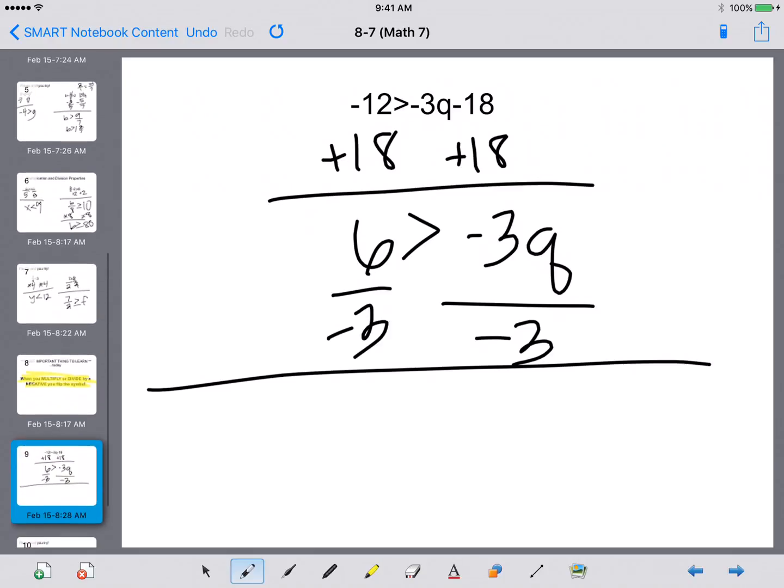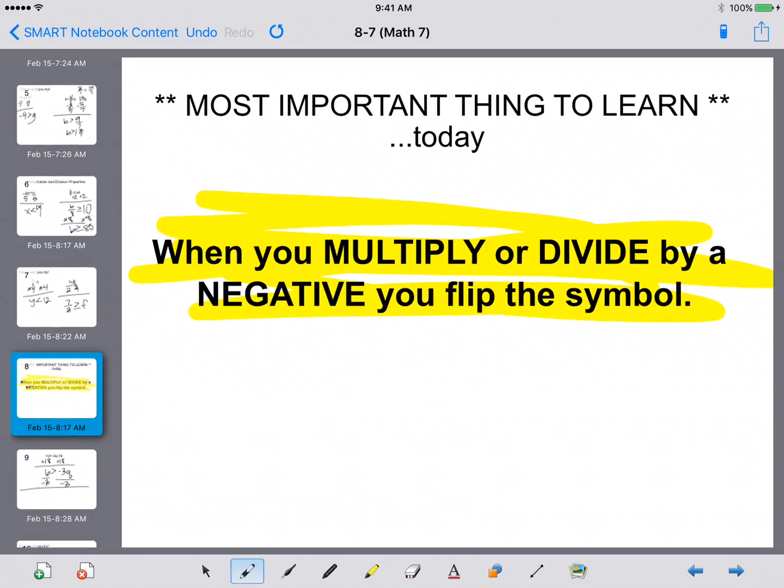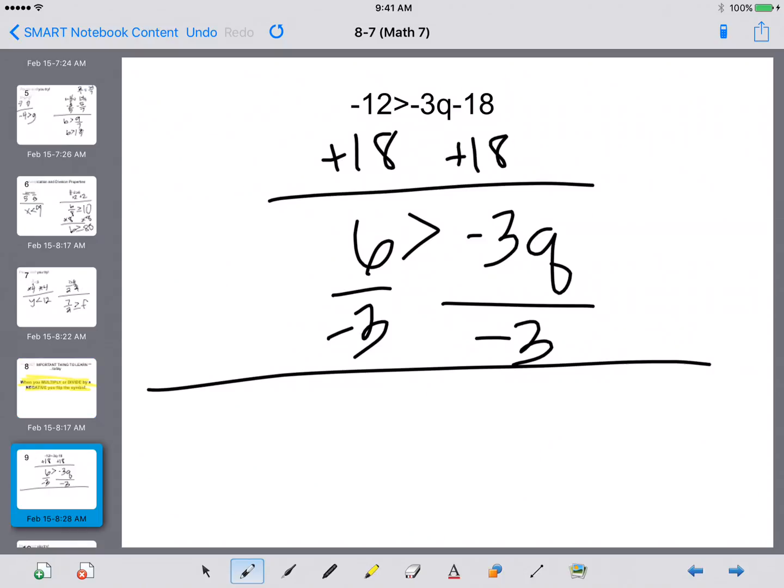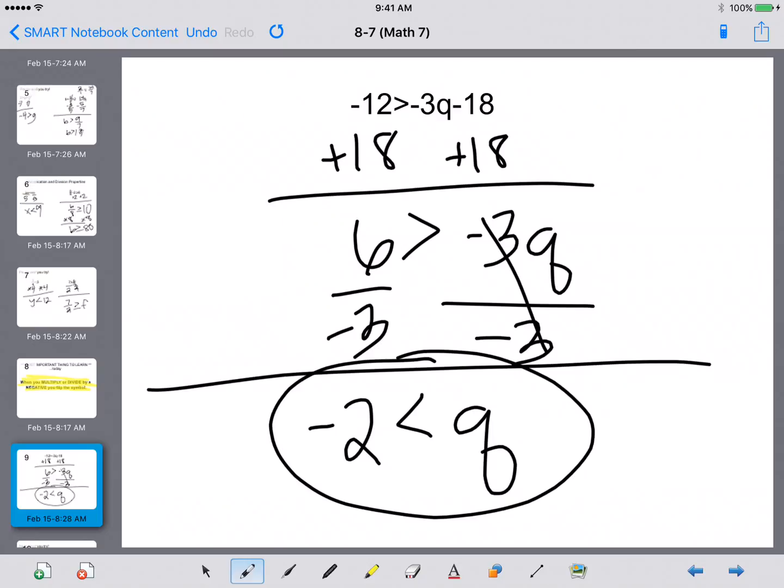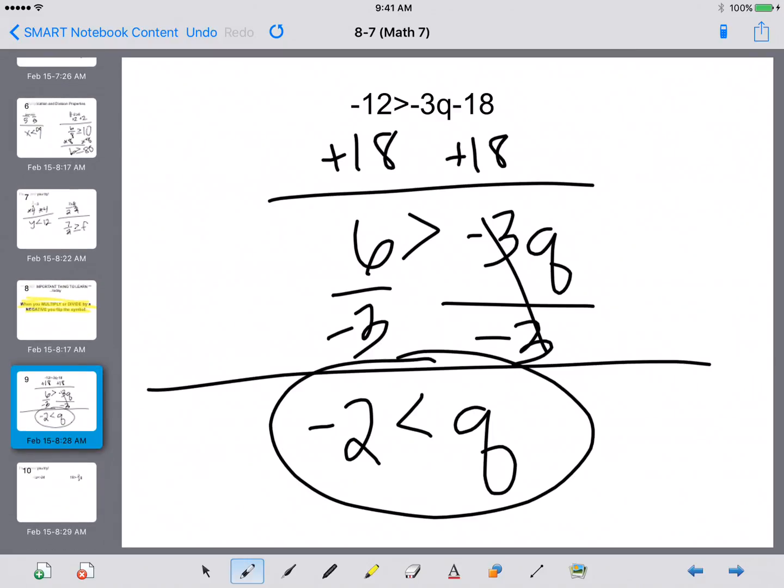Remember on this page I said like star, star, so important. When you multiply or divide by a negative, you have to flip the symbol. So here, 6 divided by negative 3 will be negative 2. This symbol needs to flip directions. And then we'll have q. So there's your answer there. So when you multiply or divide by a negative number, you have to flip the symbol.